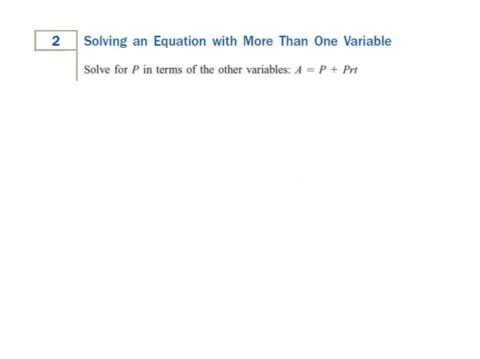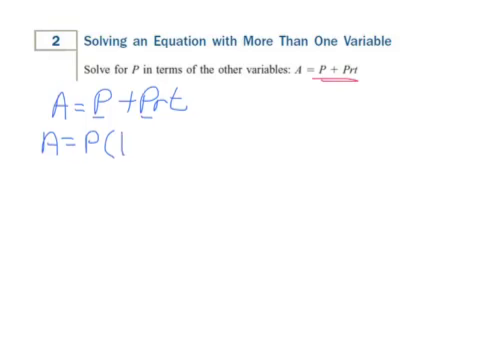All right, solve an equation with more than one variable. So you know how to solve equations. What they're asking for now is they want you to solve it for p. All right, so if I want to solve it for p, I've got a equals p plus prt. I need to figure out how I'm going to get that p by itself. Well, think about it. They both have a p. Let's factor it out. So a equals p, when I factor it out, p times what equals p? P times 1. Plus p times what equals prt? Times rt.